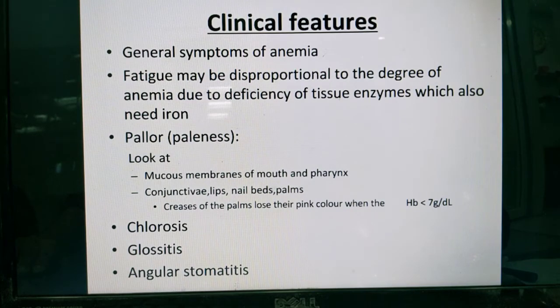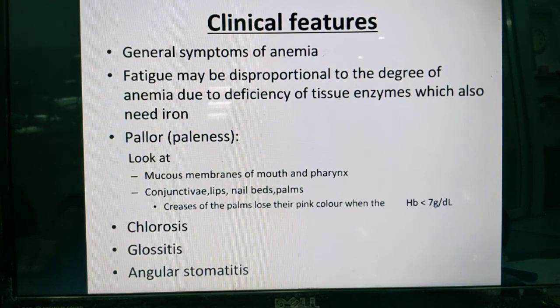Now, clinical features of iron deficiency anemia. First are the general symptoms of anemia. Fatigue may be disproportionate to the degree of anemia due to deficiency of tissue enzymes which also need iron. Then we look for paleness. Look at the mucous membrane of the mouth, pharynx, conjunctiva, lips, nail bed, and palms. Creases of the palms lose their pink color when the hemoglobin is less than 7 gram per dl.